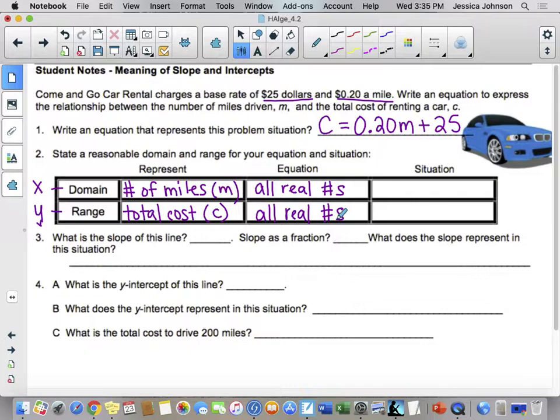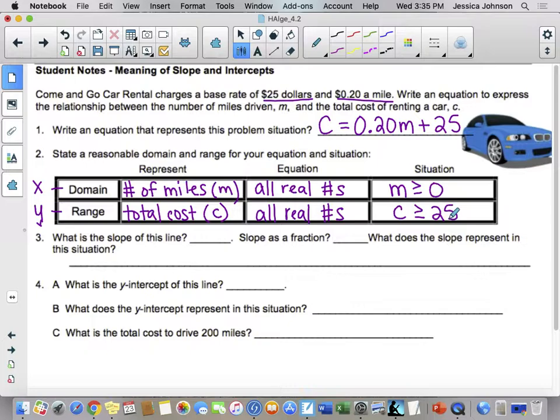I can go 0 miles. I can go 1 mile. I can go 2,000 miles. So in this situation, my domain is that M can be 0. So it can be equal to 0, but it could also be anything bigger than 0. And then my cost, if you were to substitute 0 in for M, when we solve it, we would get 25. So my cost could either be $25. I have to pay that no matter what. Or I could pay more than $25.